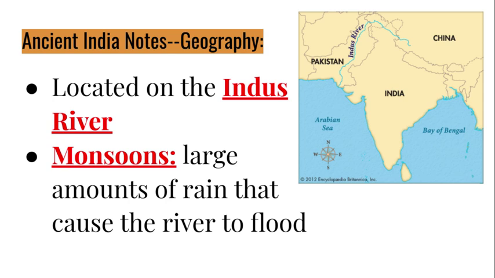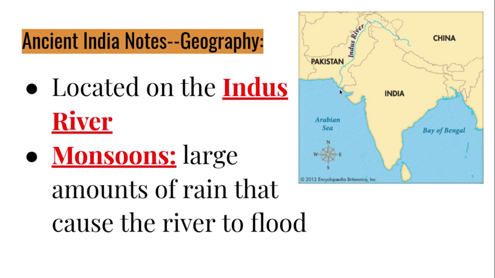So ancient India, basically focusing on the geography. The major bodies of water, as you can see on the picture, are the Arabian Sea right here and the Bay of Bengal, which is right here. China, which is what we just looked at before ancient India, is right up here on the right. And then this main body of water right here, the Indus River, was that main body of water.